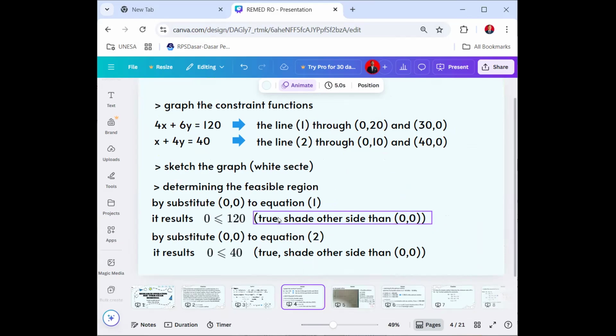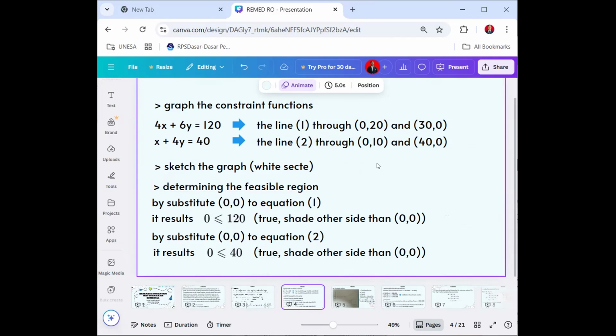So we have the equation 1 will go through point 0, 20, and point 30, 0. And line 2 will go through points like this. And then we have to sketch the graph, but I'll skip this before we go to that. And just to be cautious, I'm following the white sector, so this graph will not be dirty.